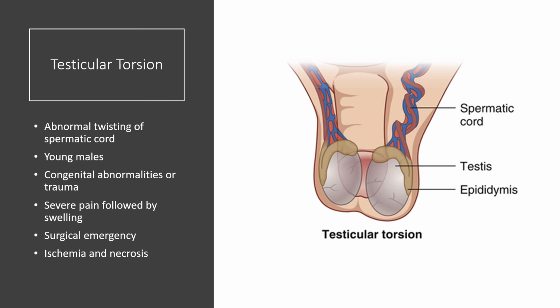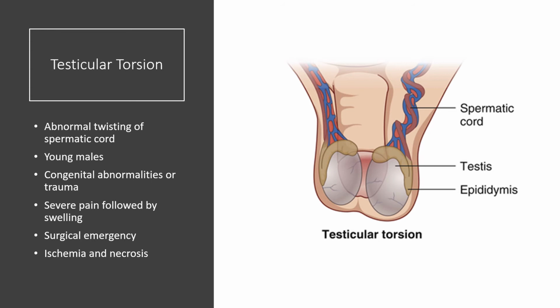So epididymitis and testicular torsion are two completely different entities. Epididymitis is not a medical emergency, while testicular torsion is a medical emergency. Testicular torsion is an abnormal twisting of the spermatic cord as the testes are rotating within the tunica vaginalis. The tunica vaginalis is the pouch of serous membrane that covers the testes. Testicular torsion is usually induced by some type of blunt trauma.